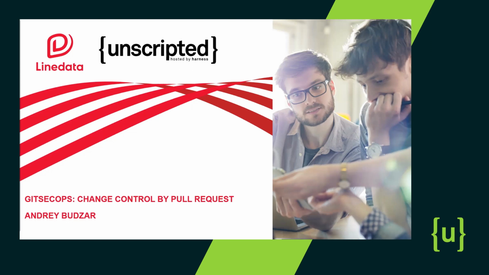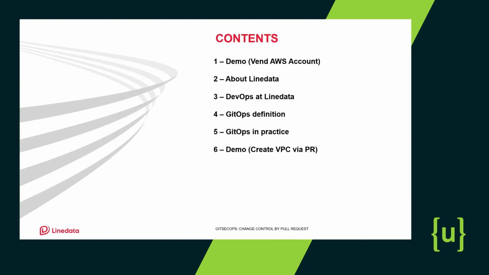Today, we're going to show you how you can enable self-service IT through GitOps. We're actually going to do things a little bit differently during today's session. We're going to start with a demo first. We're actually going to vend an AWS account that we are going to use later on in this session in order to create an Amazon VPC via pull request.